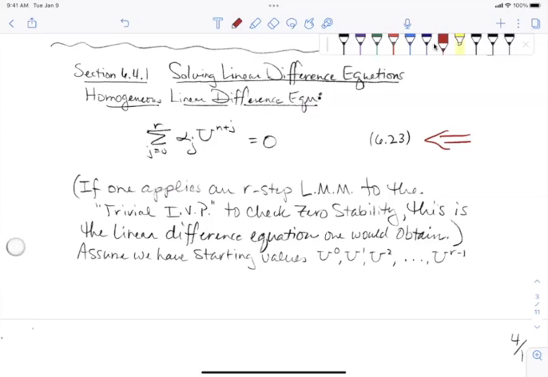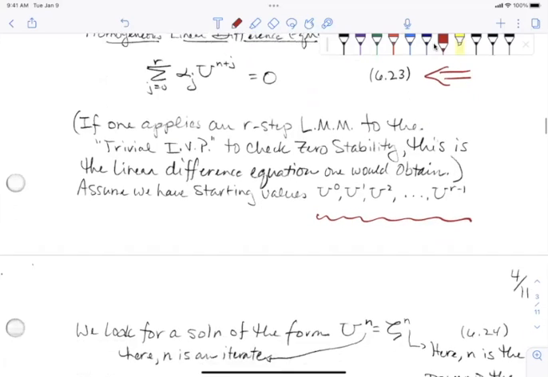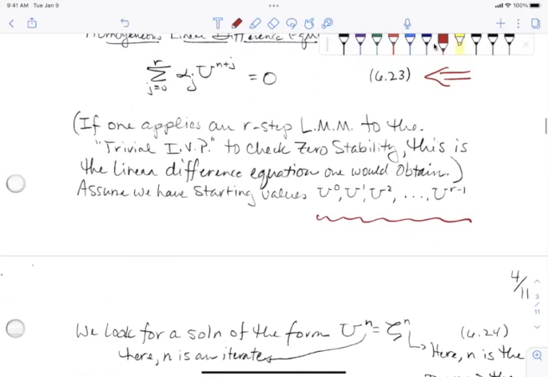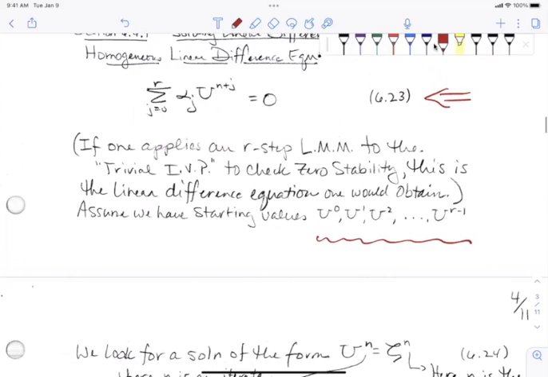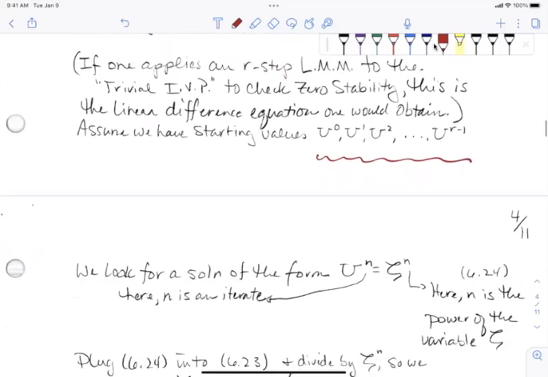It's essentially what you get if you apply an R-step linear multi-step method to that trivial IVP when you're trying to check zero stability. Now, assume that you've got all of these starting values. Then what do you do from here to try to solve this thing? Well, you do exactly what you do in sophomore linear differential equations class. You say, I'm looking for a solution of 6.23 of a certain form, and that form is the following.